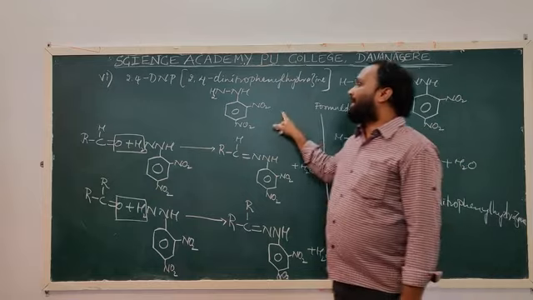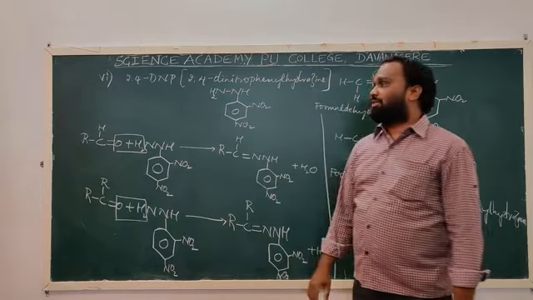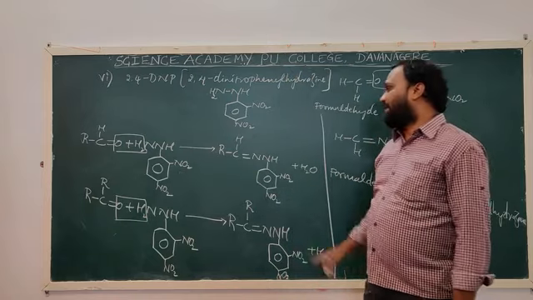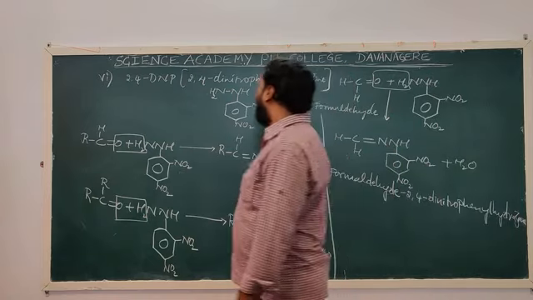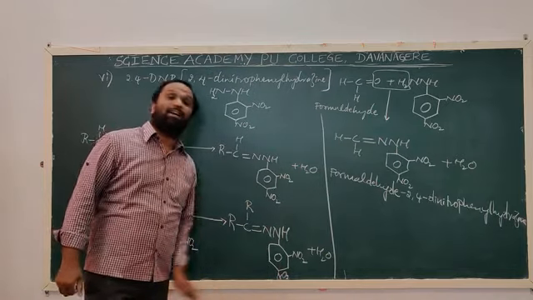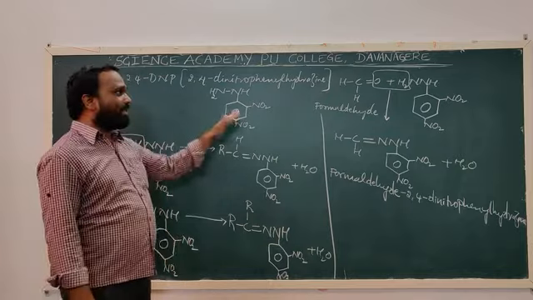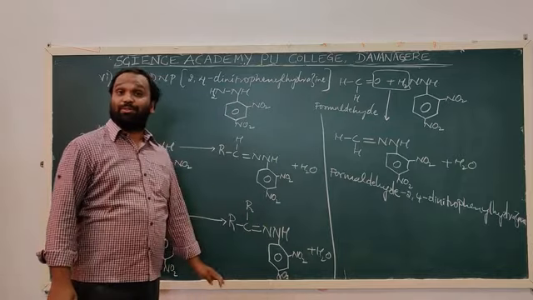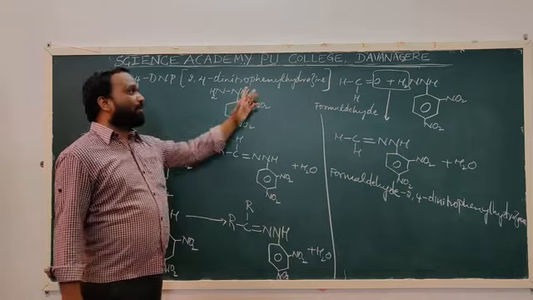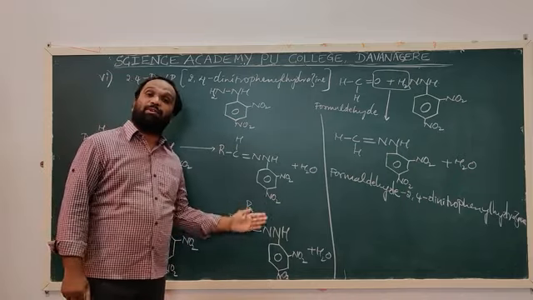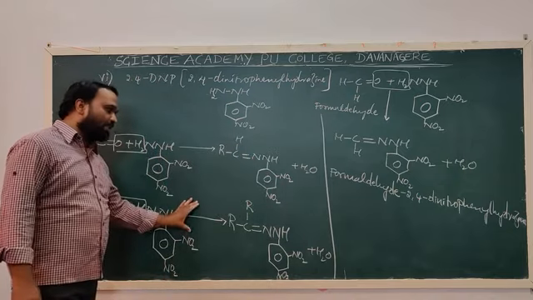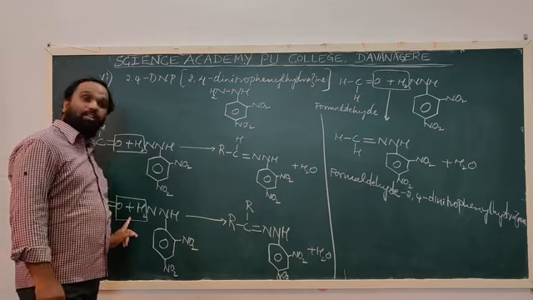Dinitrophenylhydrazine. When both aldehydes and ketones undergo condensation reaction with 2,4-DNP, they give the corresponding 2,4-dinitrophenylhydrazone. Hydrazine gives a hydrazone. Phenylhydrazine gives phenylhydrazone. 2,4-DNP gives a 2,4-dinitrophenylhydrazone. So these are the two general reactions. One is for an aldehyde, another one is for a ketone.